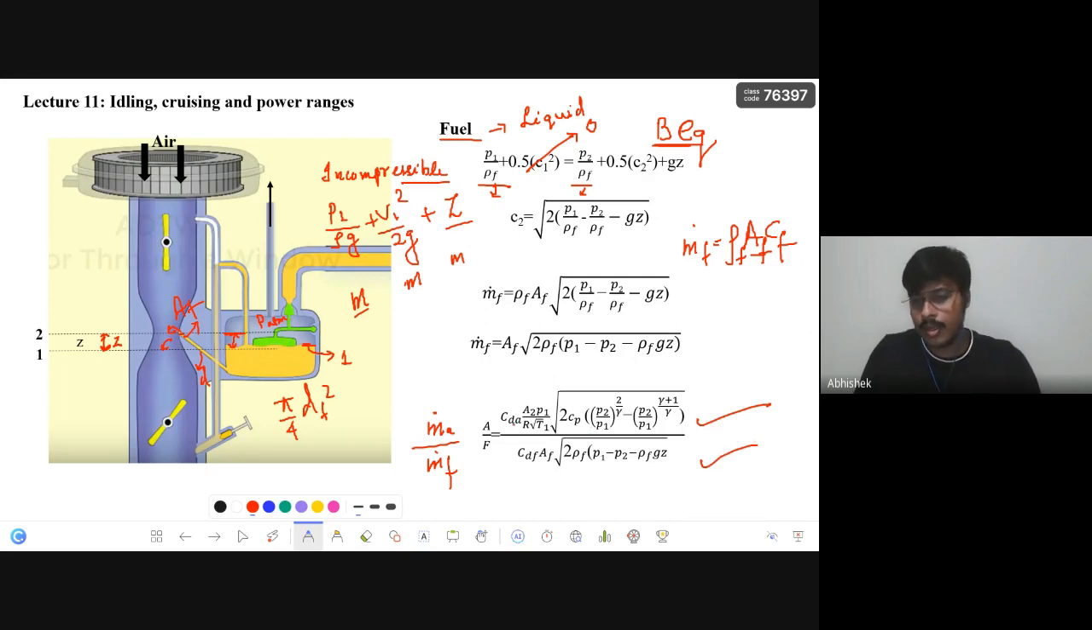No need to remember this big formula if you just understand how it is derived, because once you derive it, you will automatically remember it. One is the steady state equation and this one is just Bernoulli's equation, so you can directly derive it whenever you do any calculation. But if you want to solve it faster, just remember this simple formula: delta P minus rho f gZ, into 2 rho f. That's all. I hope you understood this derivation.